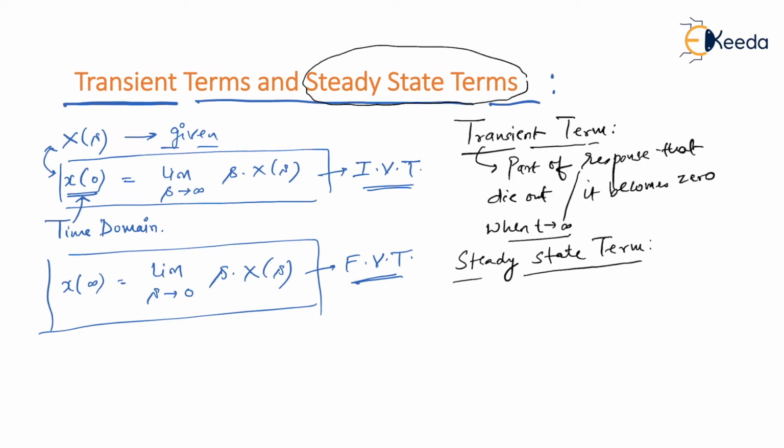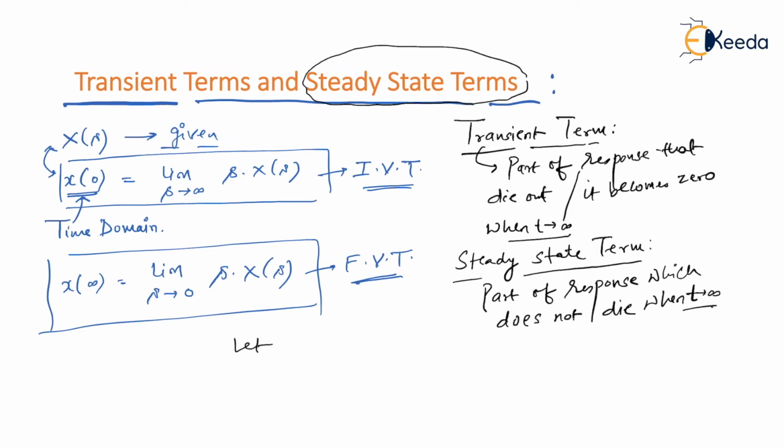Just opposite to a transient term, a steady state term is a part of the response which doesn't die out when t tends to infinity. So let me give you an example. I'll write a mathematical expression. Let some function y of t be equal to e to the power minus 3t plus 2. As you can observe, let's say t tends to infinity.